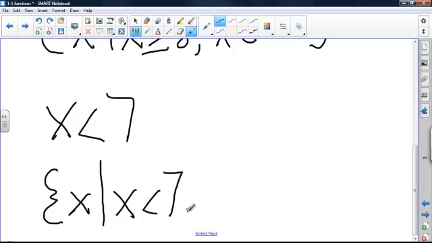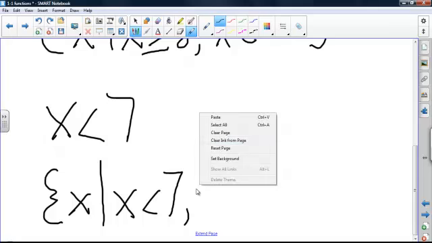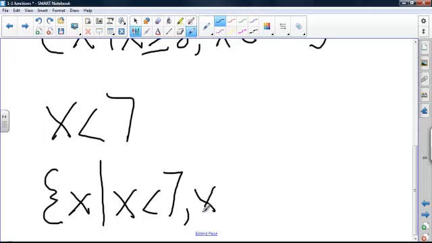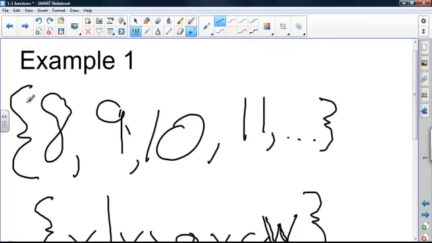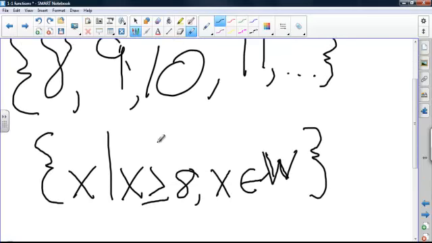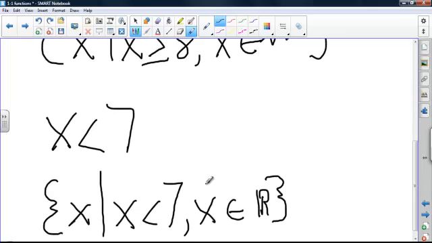7. Now, this we see that x can be less than 7. That doesn't mean it can't be 6.5 or 5.39 or even pi. So we have to say that our stipulation is that x has to be an element of the real numbers. And then we close the brace. So this shows us, we started with a list of numbers. And I showed you how to write that in set builder notation. Then I showed you a condition saying that x is just less than some number.